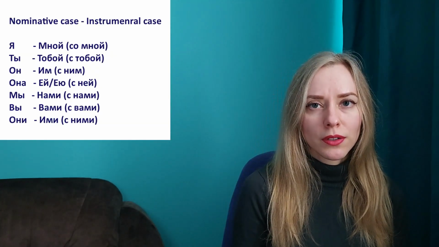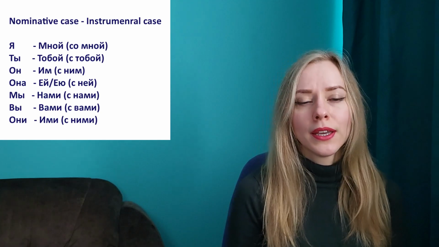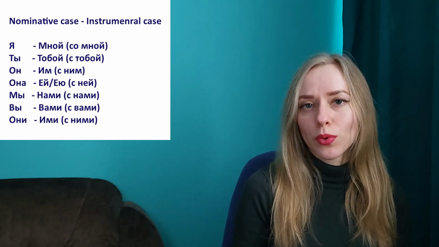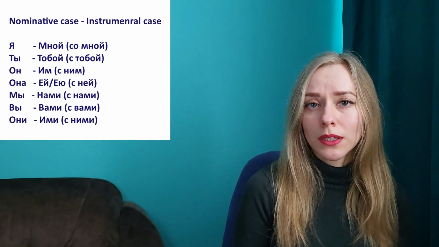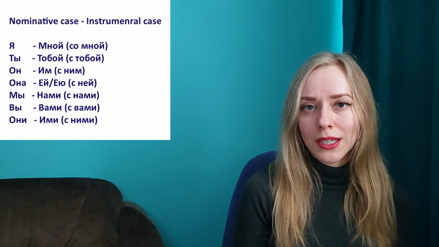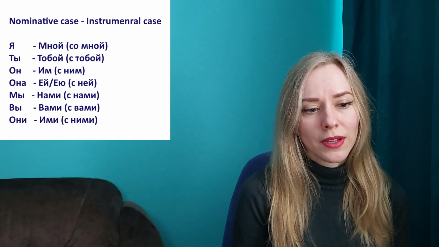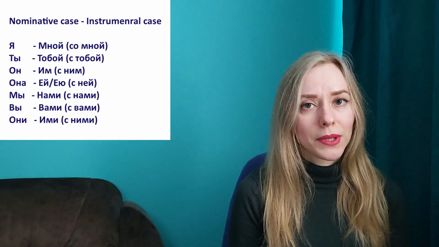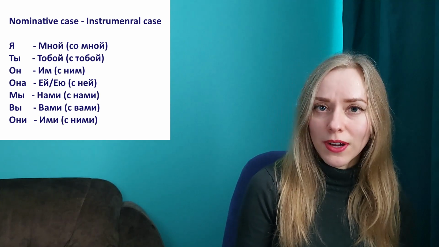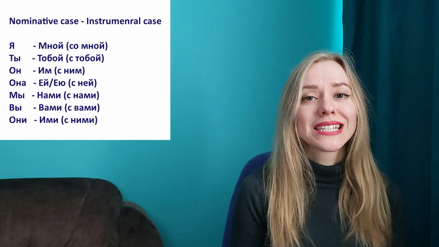Before we look at examples, let's look how we change the personal pronouns in the instrumental case. I will show you examples without preposition and with preposition. Мной – со мной, тобой – с тобой, им – с ним, ей – ею, с ней, нами – с нами, вами – с вами, ими – с ними.